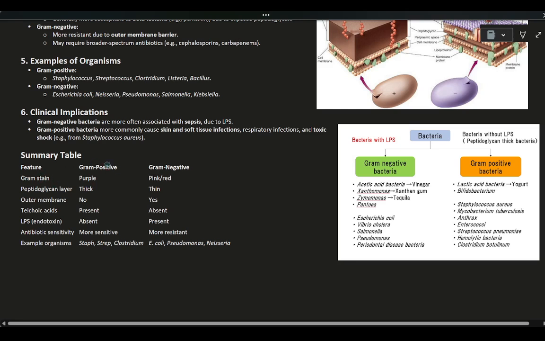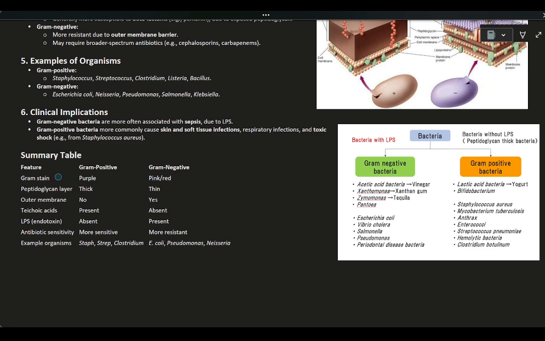So, to summarize what we talked about, there are some ways to distinguish between gram-positive and gram-negative bacteria. Gram-positive bacteria will appear purple on a gram stain, while gram-negative will appear pink or red on a gram stain.